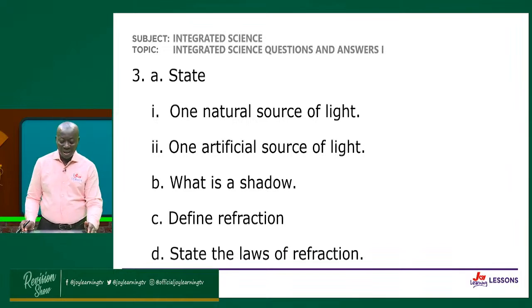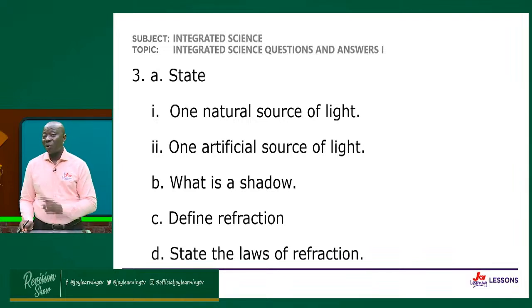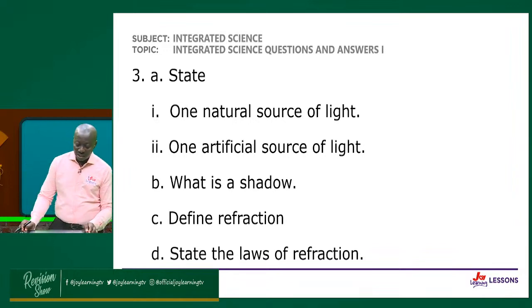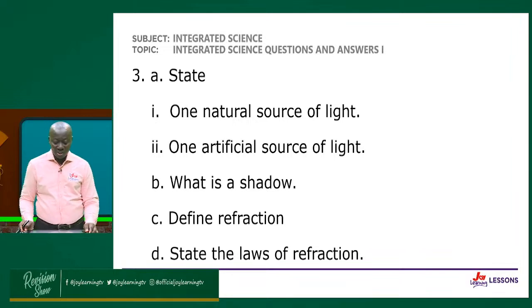Question number three, this is not NSMQ, all right. It reads: A, state (i) one natural source of light, (ii) one artificial source of light. B, what is a shadow? C, define refraction. And D, state the laws of refraction. So here it means we have laws of refraction and we have laws of reflection, so note the difference, all right? We'll be looking at it. So we are answering questions on light. I'll give you 5 to 7 seconds to digest the question and then form your answers, and together we solve it.